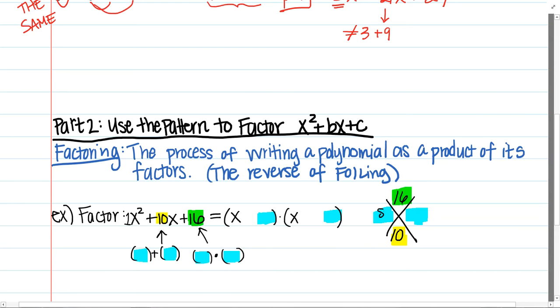If you said 8 and 2, you are correct. 8 times 2 is 16, 8 plus 2 is 10. And since they're both positive, I'm going to put plus 8 and plus 2. And there's the answer. Okay, and we can check our work by FOILing. X times x is x squared, x times 2 is 2x, 8 times x is 8x, and then 8 times 2 is 16, and when we combine, we will get back the original problem. So you can see that they are reverse operations of each other.